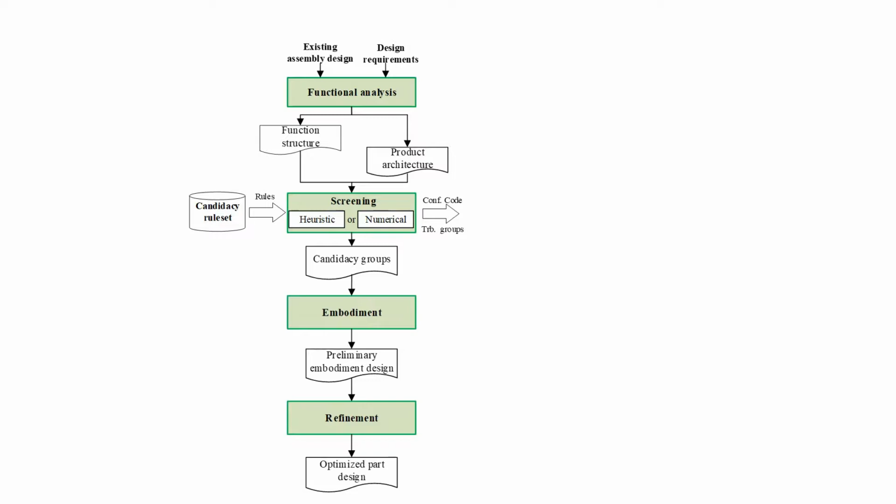The function analysis module is to extract necessary information for supporting part consolidation decisions, such as function structure and adjacency information of parts. The screening module is the step to find the candidate parts for consolidation with inputs of established rules, where the embodiment step is to fuse discrete parts into one single component. The final step is to further optimize the consolidated part with other techniques such as topology optimization or lattice design.